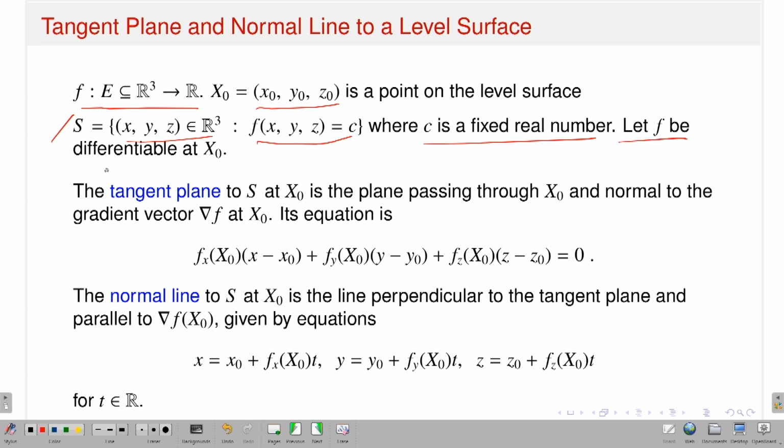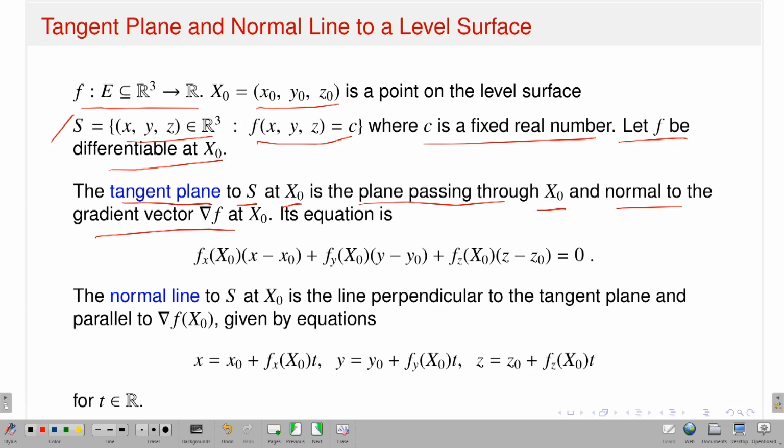Let f be differentiable at x naught. I assume that f is differentiable at the point x naught, then the tangent plane to the level surface S at the point x naught is a plane passing through x naught and normal to the gradient vector del f at x naught. Okay.